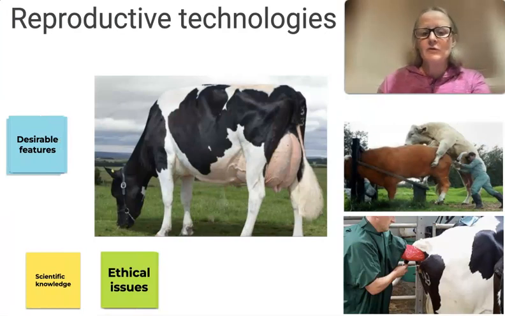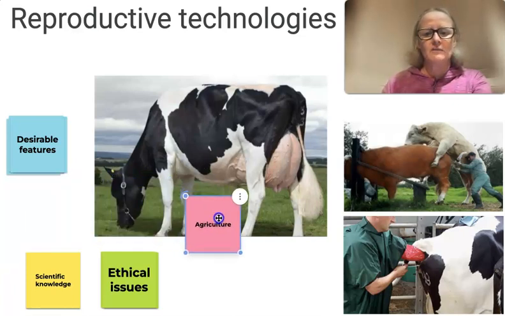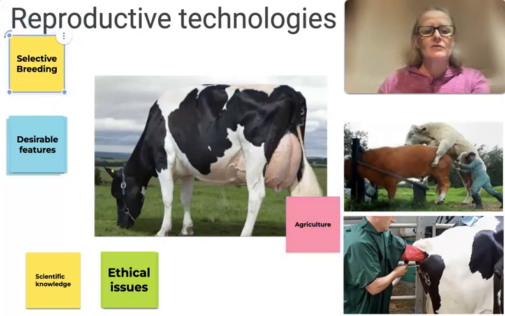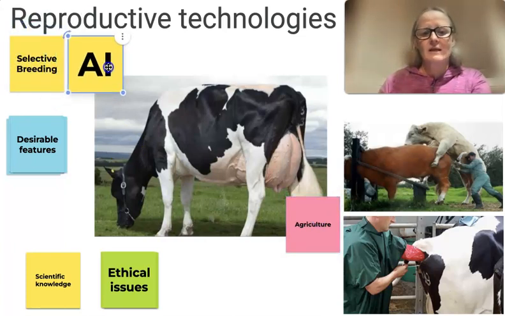So when we're thinking about reproductive technologies, let's have a look at this example, this case study. In this case study, we can see this is reproductive technology applied to animals. So we're talking about agriculture. And we're looking at selective breeding through the use of artificial insemination.